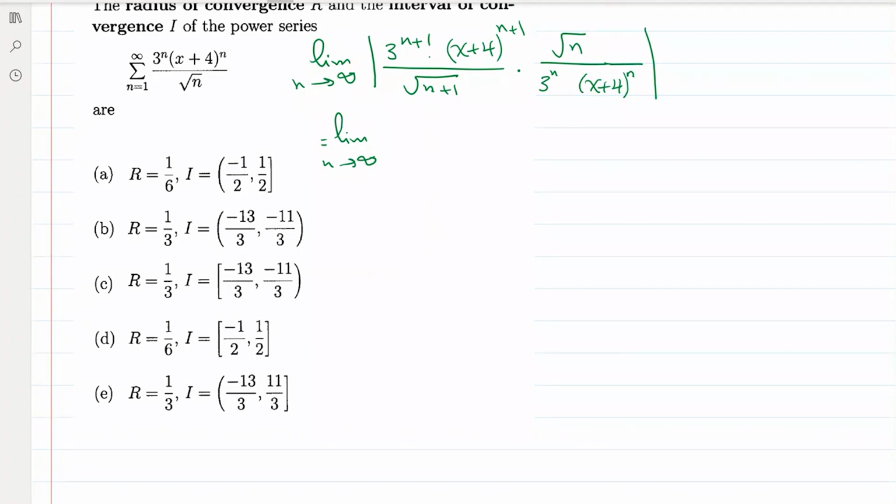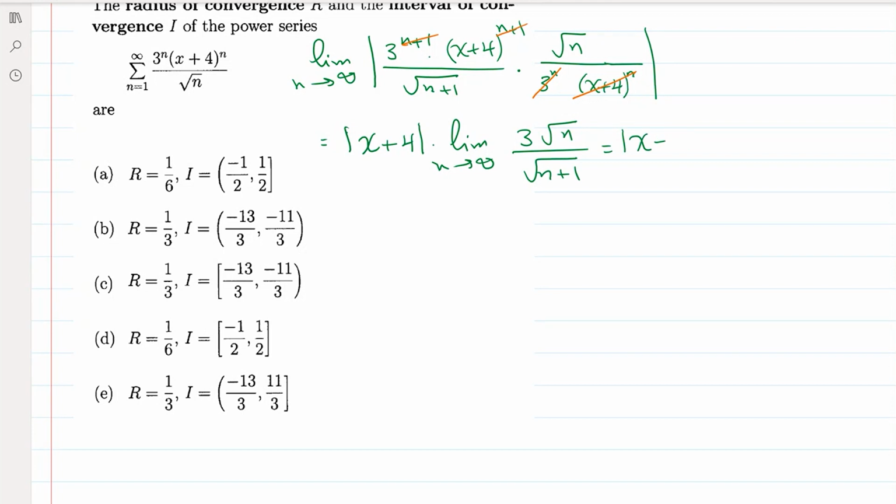Okay, and this is equal to the limit as n goes to infinity of, how to simplify it? 3 to the power n with that one simplified, and the power will be simplified. So we will have the following. Let me take the absolute value outside directly. I have the absolute value of x plus 4 and the limit as n goes to infinity of 3 root n over root n plus 1. I can take the 3 outside also, right? So it will be 3 times the absolute value of x plus 4 multiplied by the limit as n goes to infinity of root n over root n plus 1.